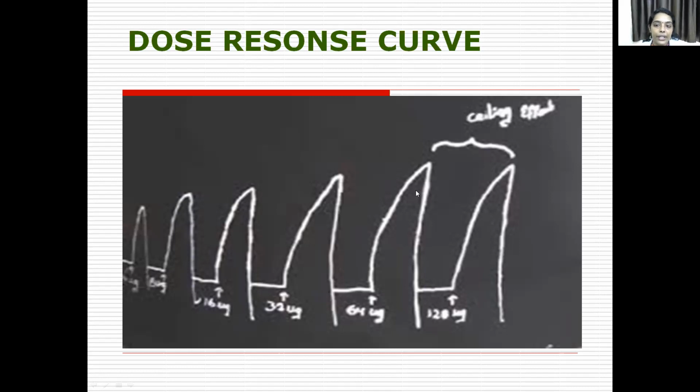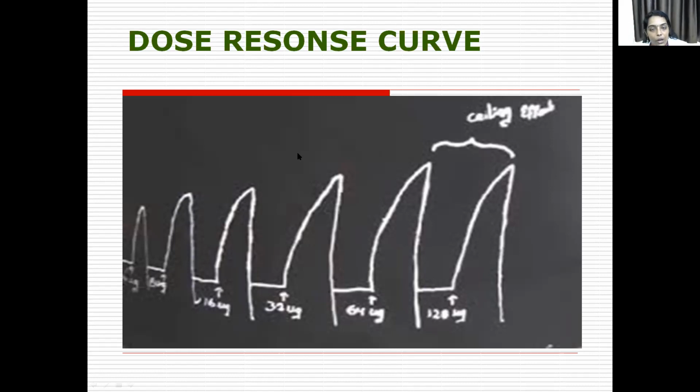What is important here is the ceiling effect, that is, the maximum response that can be obtained; there is no more increase in the response even when the concentration of the drug is increased. That is what we call the ceiling effect. So this is a normal dose response curve. Next will be a log dose response curve.